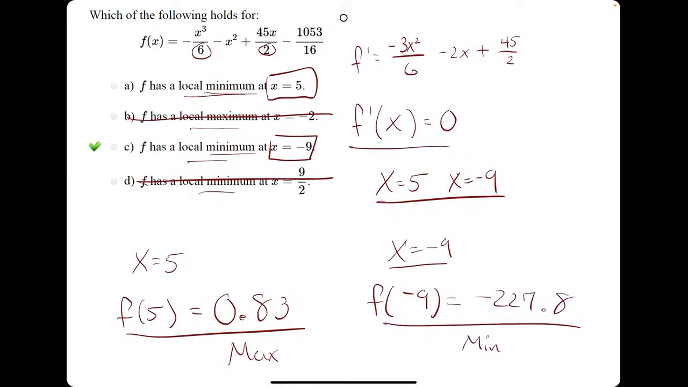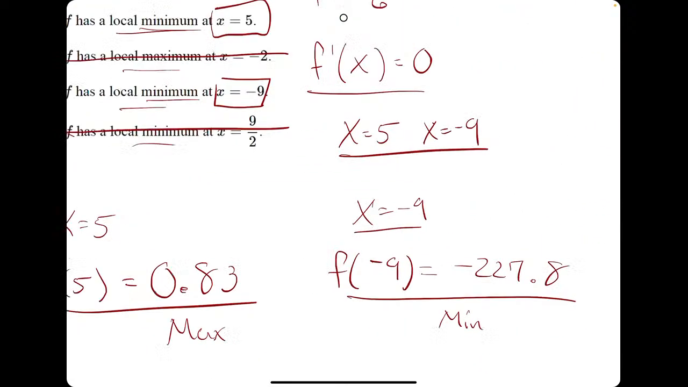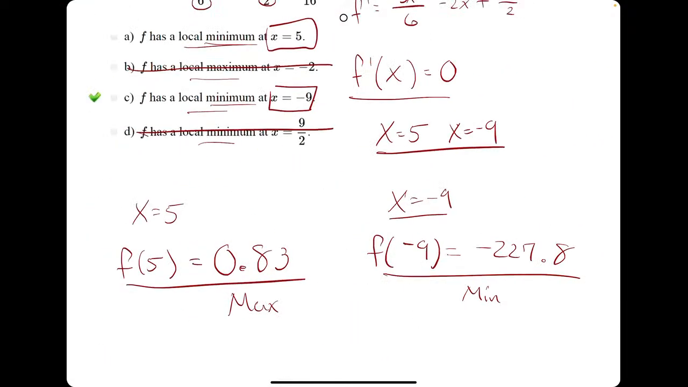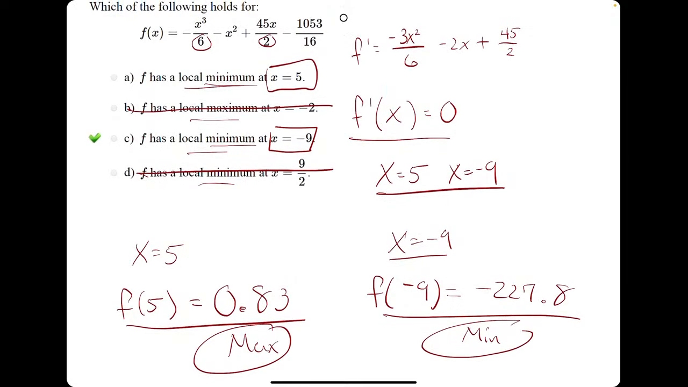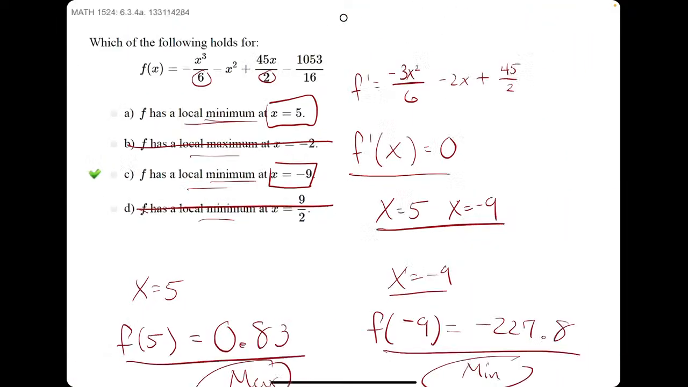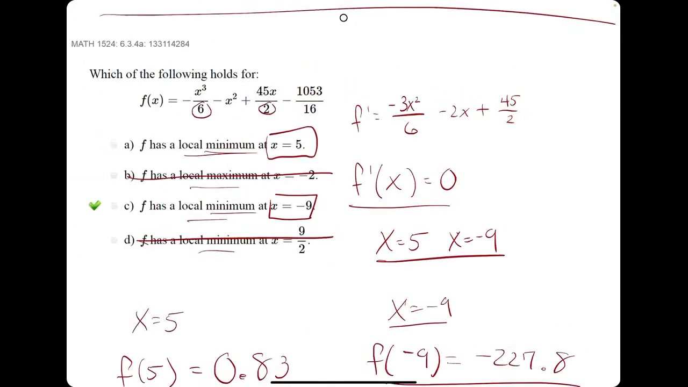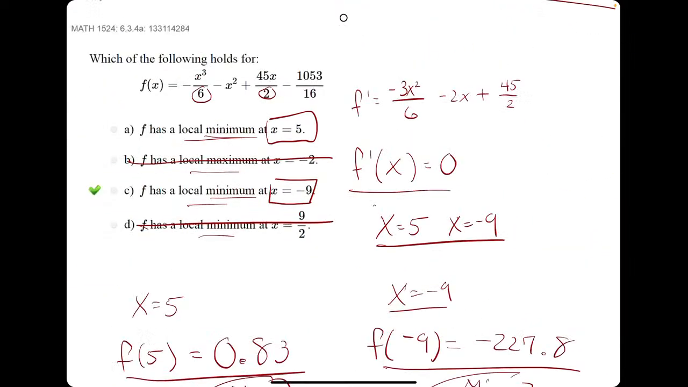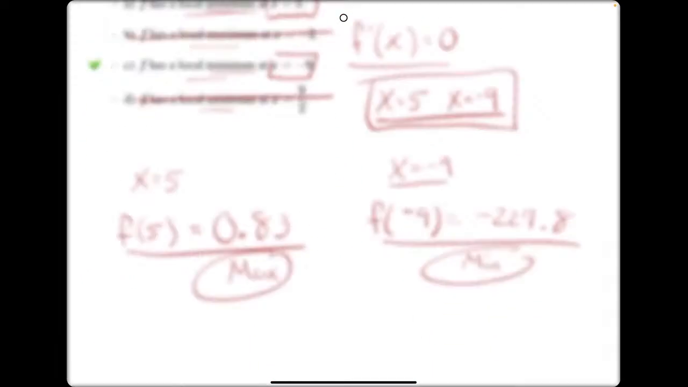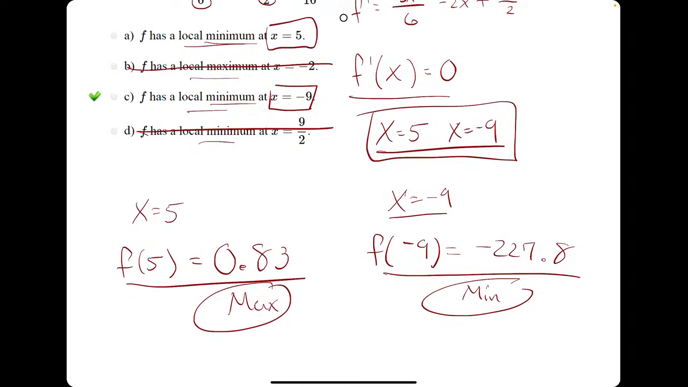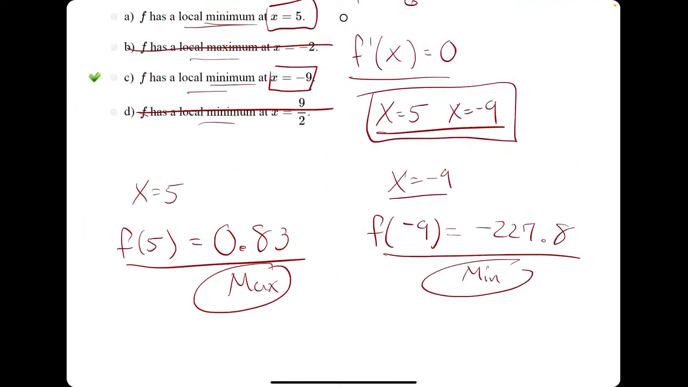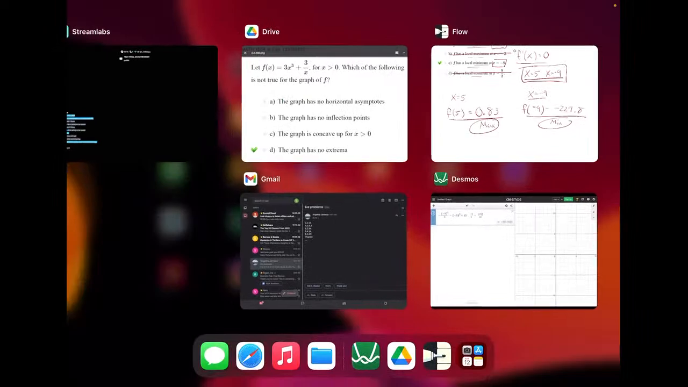All right, so we found that 0.83 is the larger number relative to negative 227. So the larger number becomes our max, the smaller number becomes our minimum. So that's how to basically find which one of these is the minimum. So first derivative, plug and chug these x values to see which two x values, it's always 2, make f prime equal to 0, and then plug these two into the original function to see which one is larger for the max and smaller for the minimum.